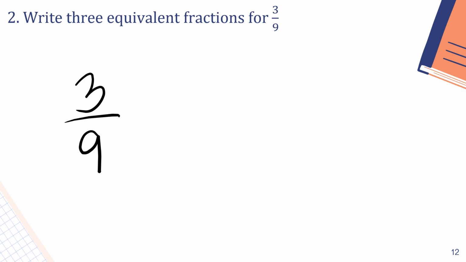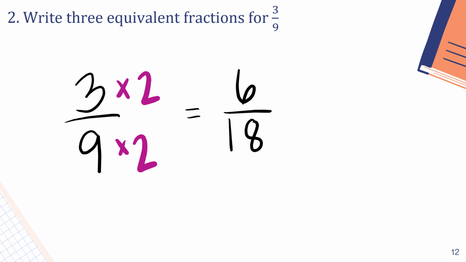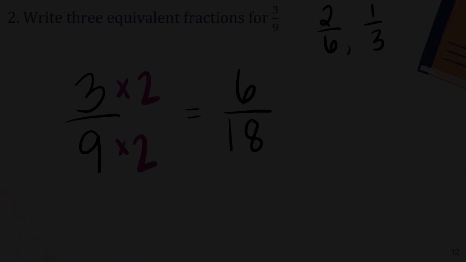We're going to write 3 equivalent fractions for 3/9. You can do this just by multiplying the top and the bottom by any integer. I'm multiplying by 2 here, so whatever I do at the top, I've got to do to the bottom as well. So that's 6/18. I've already got my 2/6 and 1/3 from before, so another equivalent fraction would be 6/18. So there's my 3 fractions.